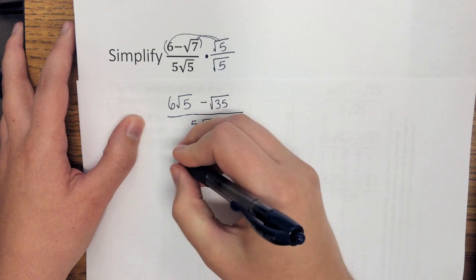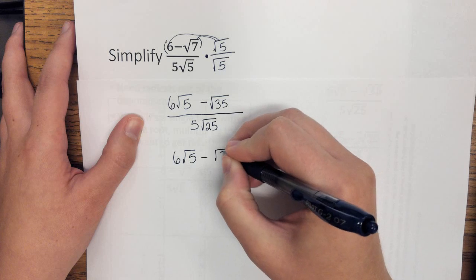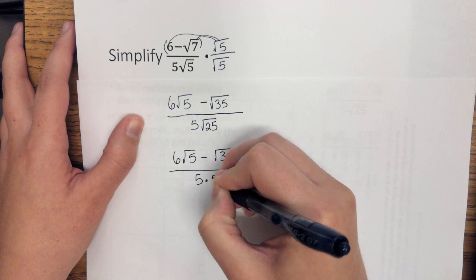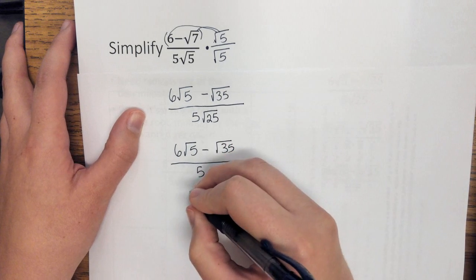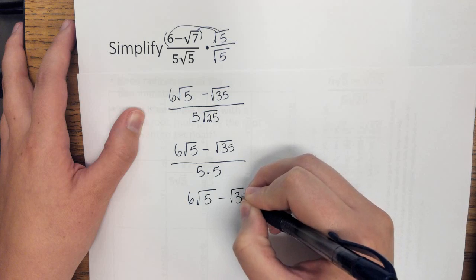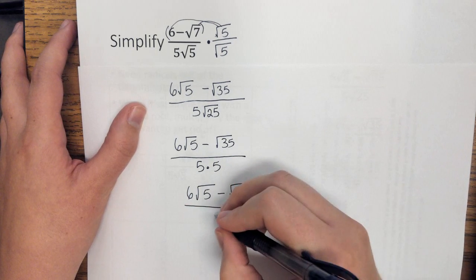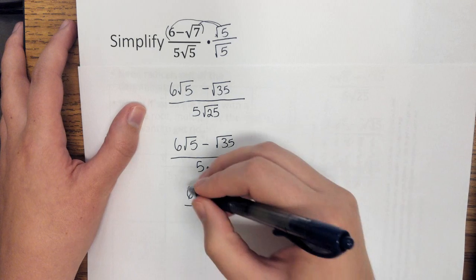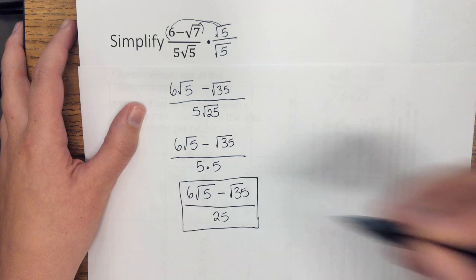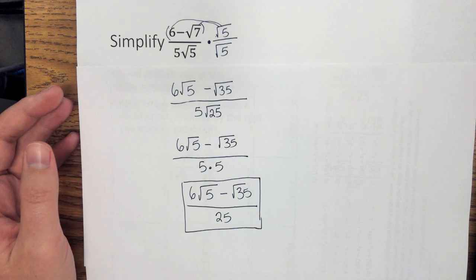That's what happens when you do this. So I still have the same thing on the top, but the square root of 25 is actually 5. So on the bottom, now I'm just left with a number. So I have 6 square root of 5 minus square root of 35. None of that simplifies, so we're just going to leave it just like it is, over 5 times 5 is 25. Now even though this doesn't look a whole lot simpler, there's no more radical in the denominator, which is what we really care about. So this is the answer for this one.